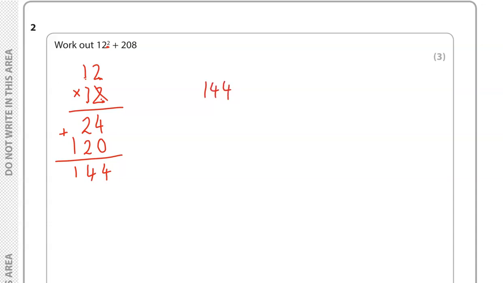144, now we're going to add 208. 8 and 4 is 12, so 2 down and 1 carried over. 4 and 1 is 5, 2 and 1 is 3. So 352 is the answer.